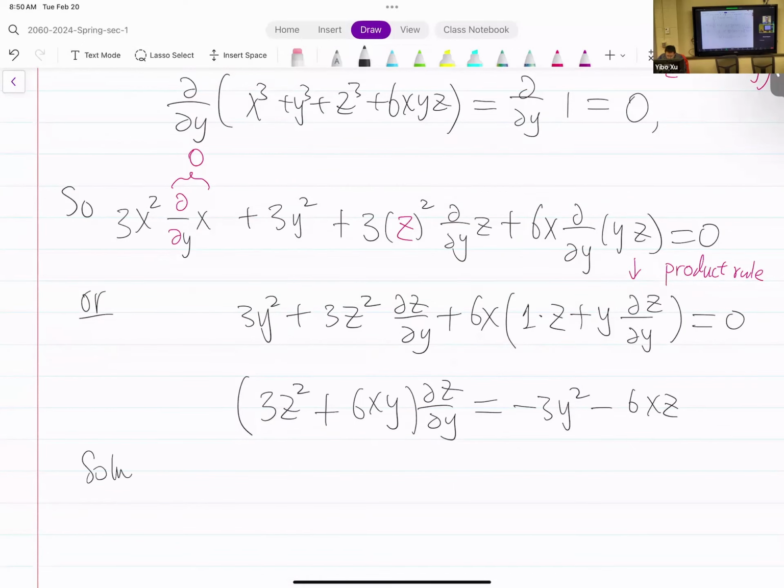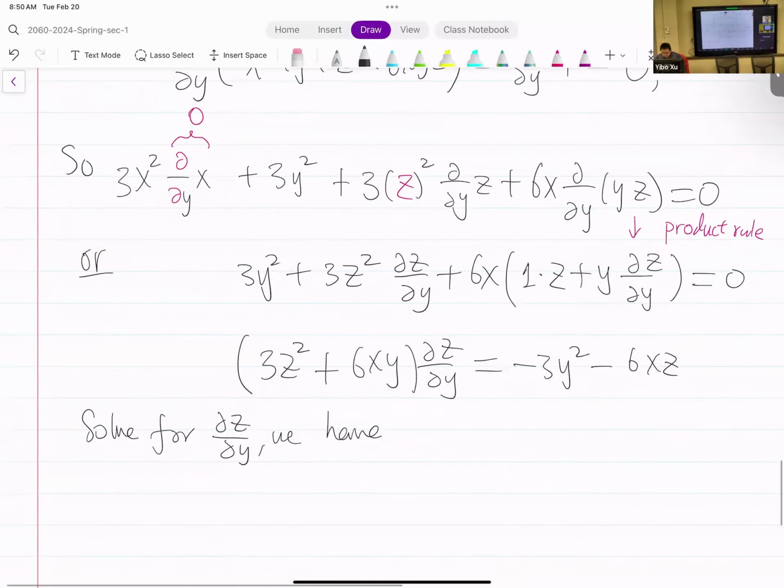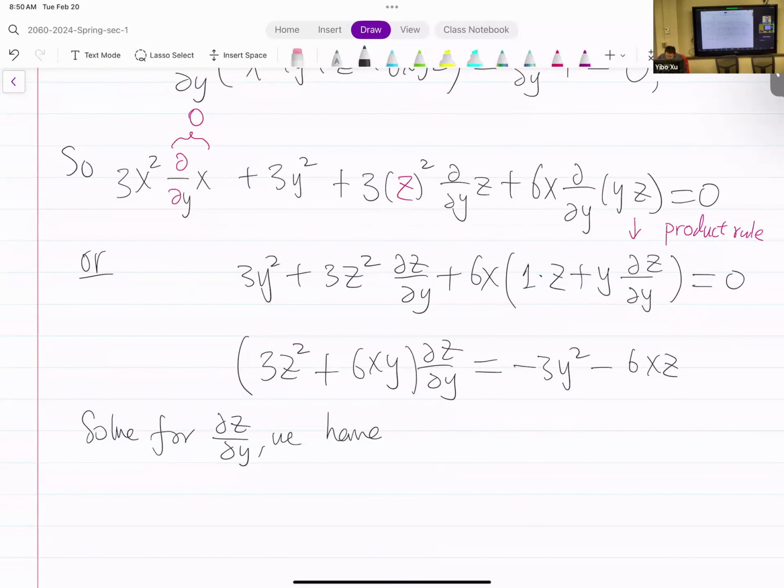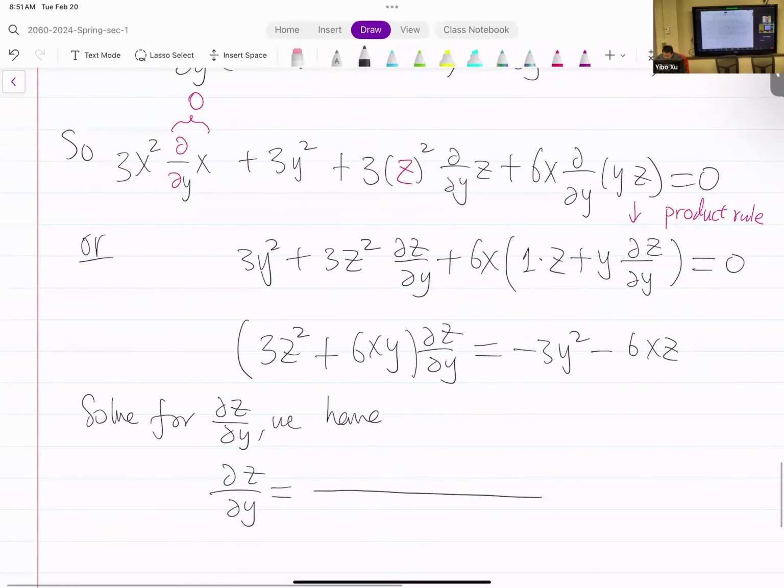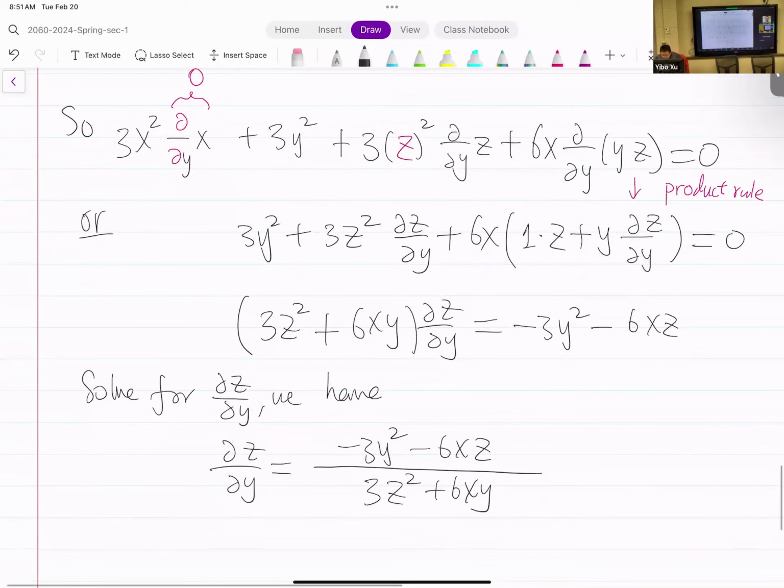So solve for del z del y. We have the final result. Okay, so the division, the bracket here, is the denominator. Okay, so if you want to simplify a little bit, you can divide both top and bottom by 3, but that's not really required.